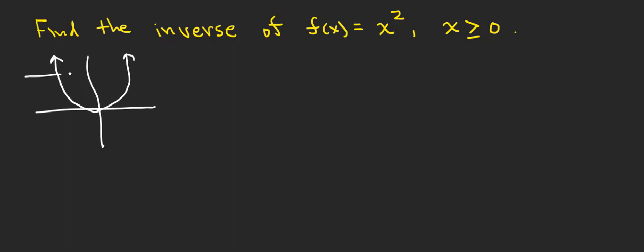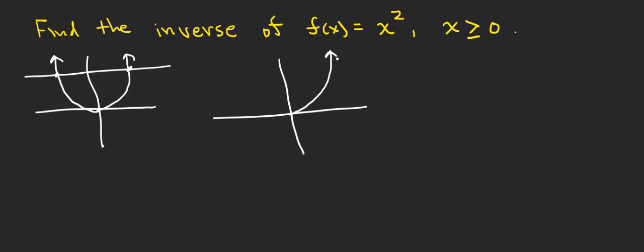Now, does that pass the horizontal line test? It doesn't, because you have more than one intersection. But if we think about the restriction, if we let x be greater than or equal to 0, then we're only looking at this portion of the graph of x squared. Now this passes the horizontal line test. That's why we have to have a restriction on the domain of x squared.